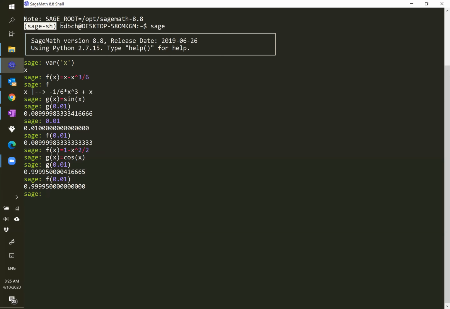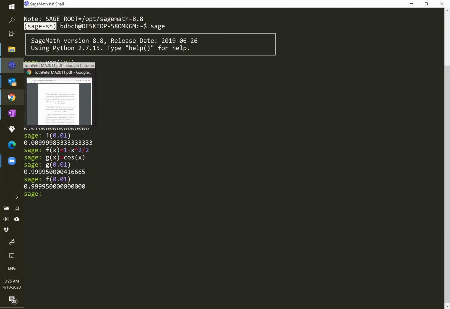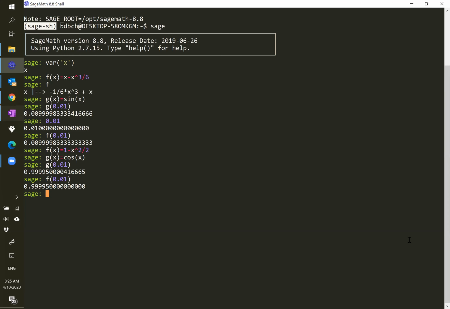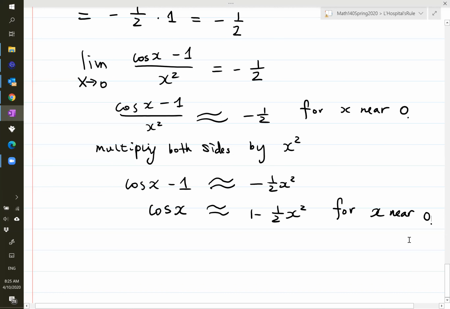You see we get 0.99995. Now you see this approximation is really good. Now, this is a nonlinear approximation. x squared is higher order, order 2. In linear approximation, we have at most order 1, but here we have order 2.